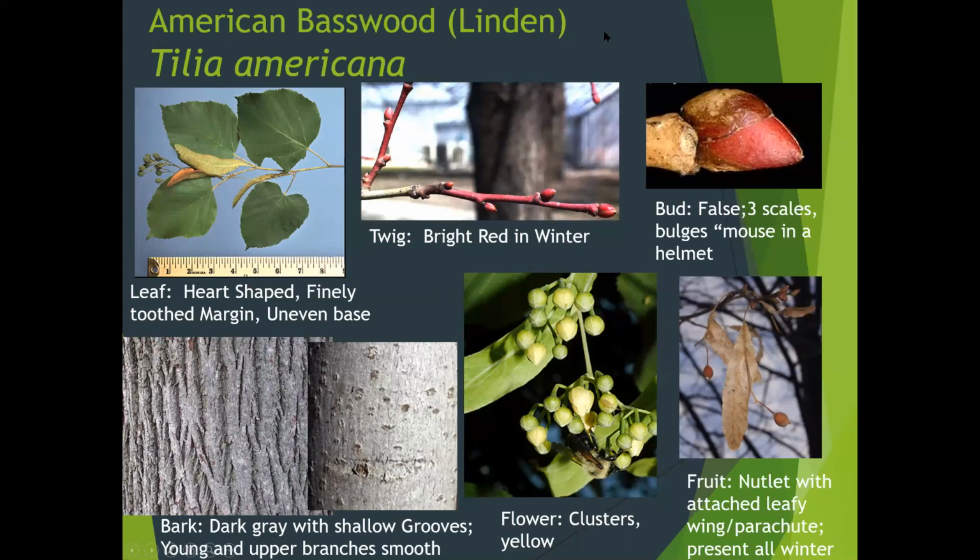Another thing that can really catch your eye when you're trying to identify the American basswood twig is that the stem turns bright red in the winter. And you can see here it's green, this stem that the leaves are attached to. So the new growth is green in the summer, but it turns bright red in the winter.